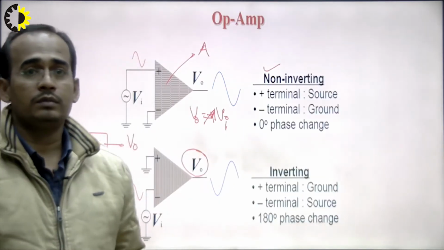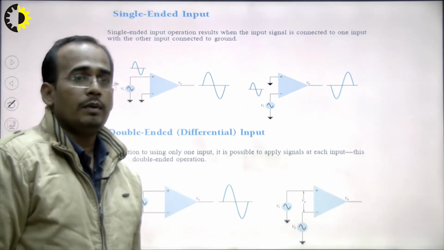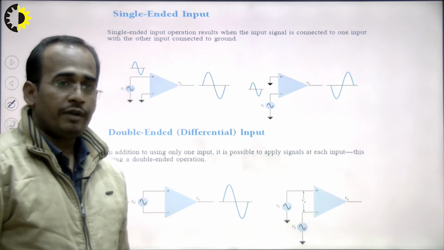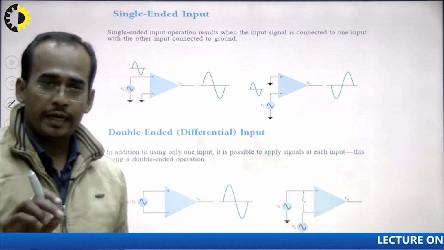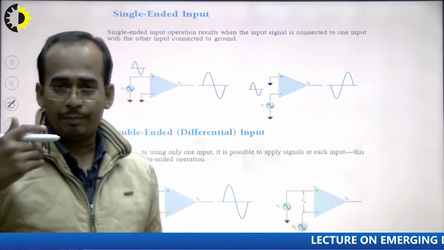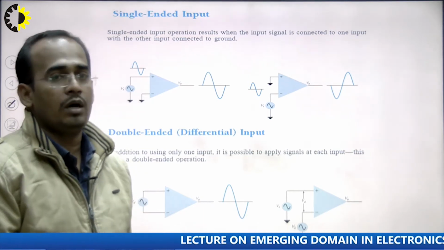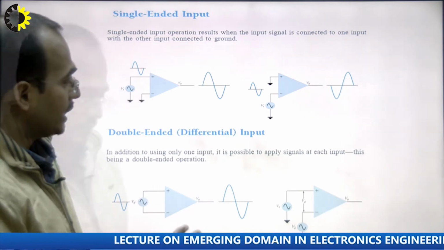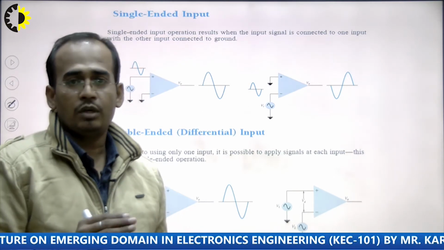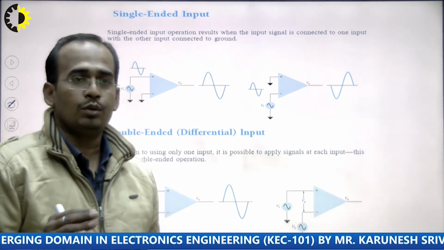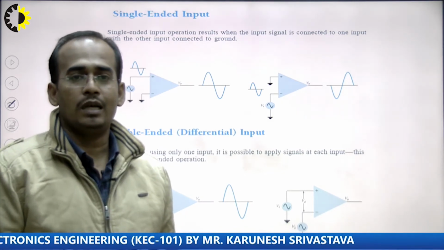Now, come to the single-ended and double-ended input operational amplifier. If I am applying the input to the single end, it means I am applying the input to one terminal of the operational amplifier, whether it may be the positive terminal or the negative terminal. As I discussed in the previous slide, if I apply the input to the positive terminal, it is known as a non-inverting amplifier. If I apply the input to the negative terminal, it is an inverting amplifier.